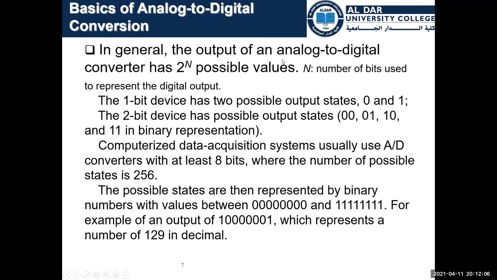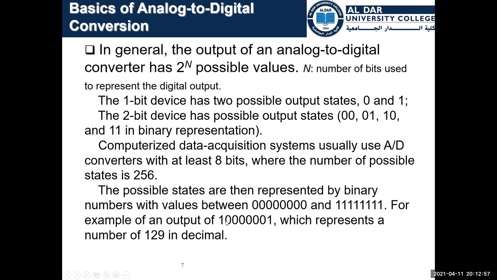In general, the output of an analog to digital converter has 2 to the power n possible values, where n is the number of bits used. For example, a 1-bit device has two possible output states, either 0 or 1. A 2-bit device has 4 possible output states: 00, 01, 10, and 11. Computerized data acquisition systems usually use analog to digital converters with at least 8 bits. So the standard resolution here is 8 bits with 256 possible values. The possible states are then represented by a binary number with values between 00000000 and 11111111.